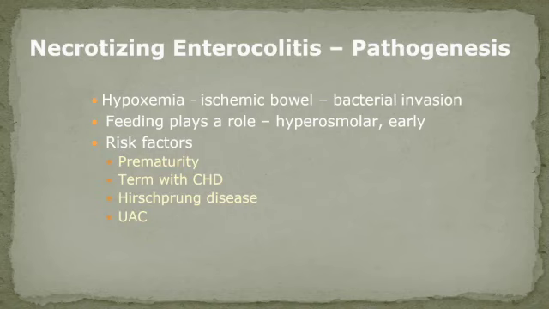In the upcoming few slides, I would like to go over the basics you need to know about necrotizing enterocolitis and its radiographic appearance. It's believed that NEC is due to ischemic bowel and eventual bacterial invasion of the bowel wall. Early feeding with hyperosmolar feedings of a premature infant plays a role. Risk factors are, as I said, prematurity, congenital heart disease, Hirschsprung's disease, and the presence of an umbilical arterial catheter.